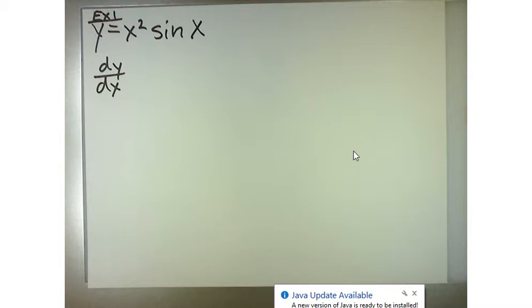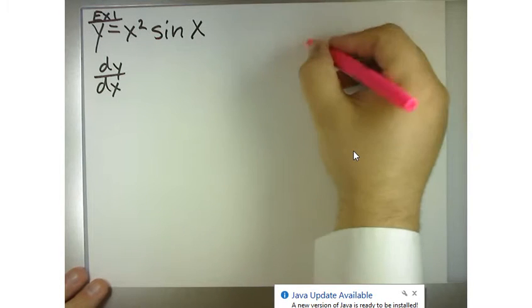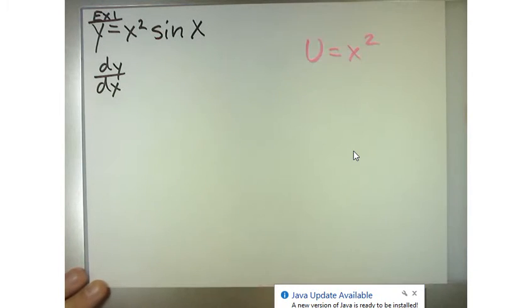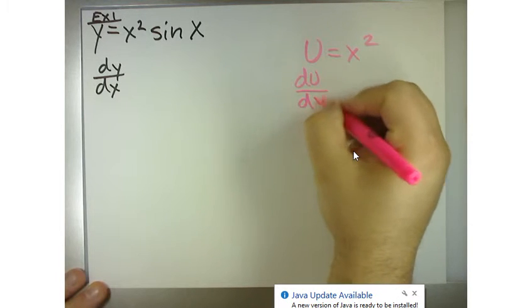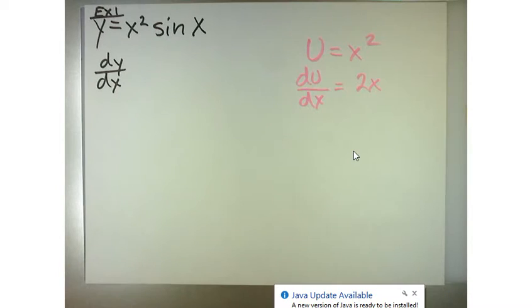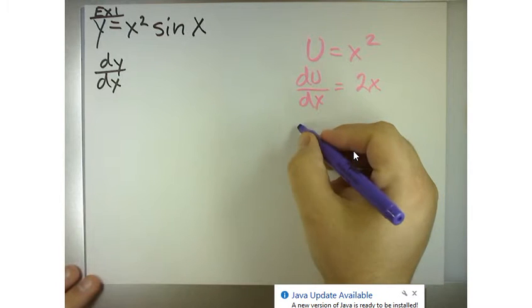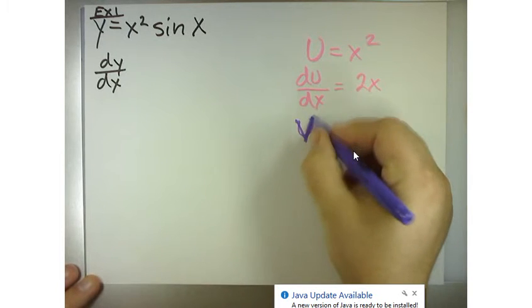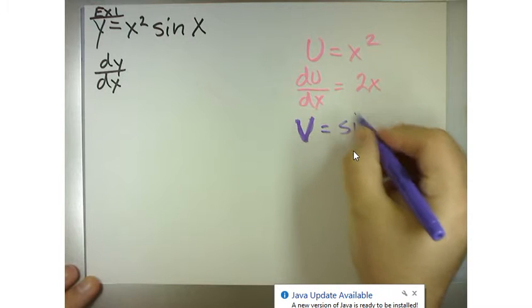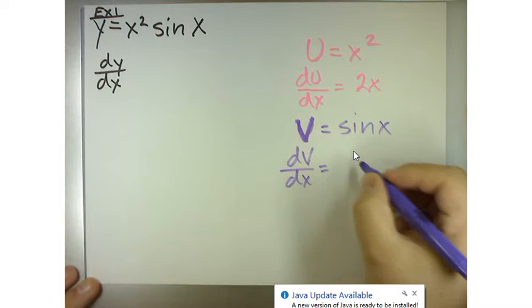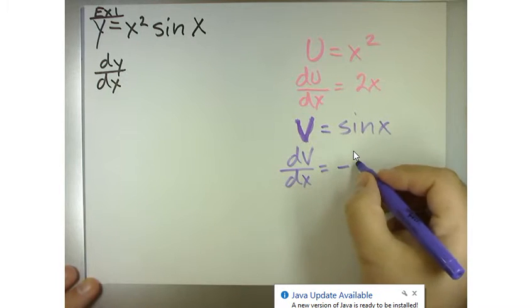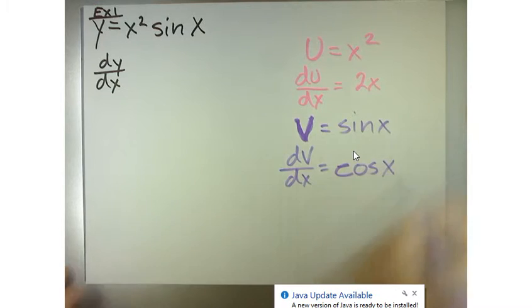For this we're going to use u substitution because it's really a product rule, right? If I let u equal x squared, can you guys see that okay? Then du dx is equal to 2x. And if I let v equal sine of x, then dv dx is equal to cosine of x. Just cosine of x.